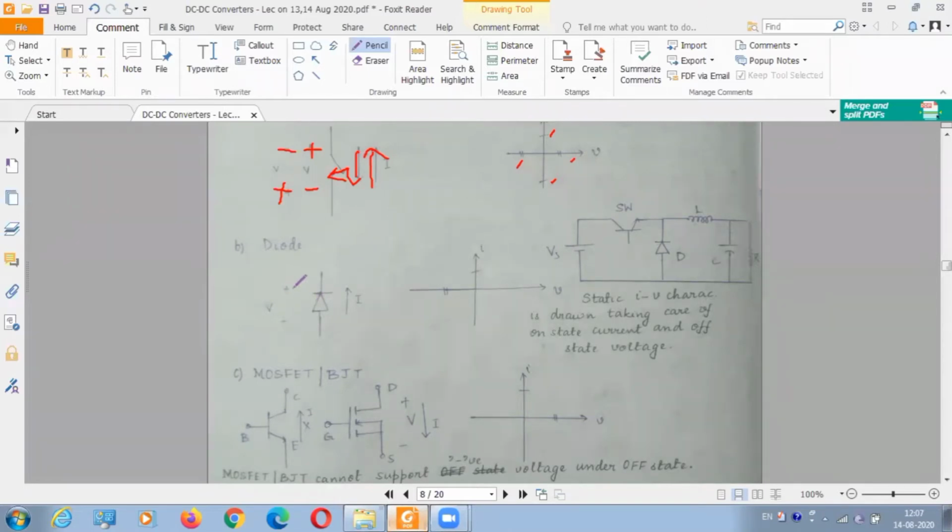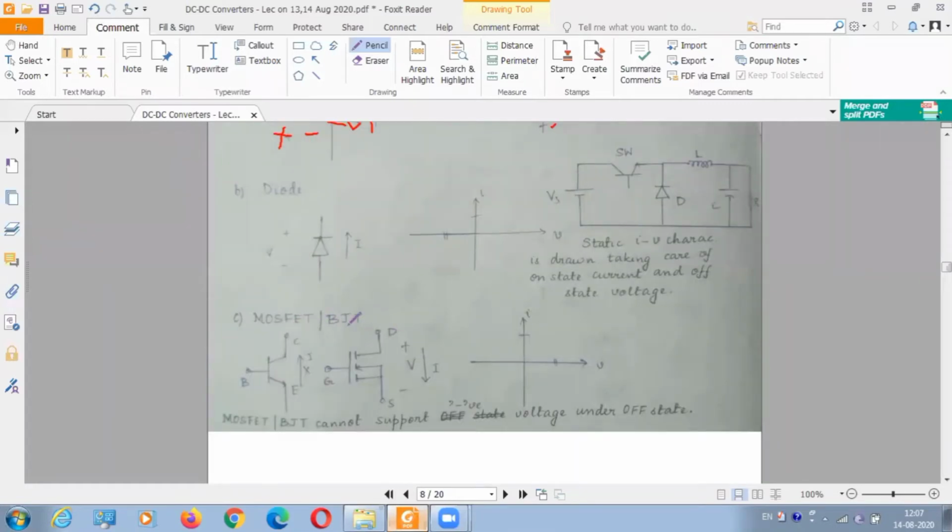Next, when it is off, how are we switching off a diode? We are reverse biasing it. This should be plus, this should be minus: cathode connected to plus, anode connected to minus. So when it is off, it is supporting a negative voltage. So I have marked positive current I and negative voltage V for the diode.